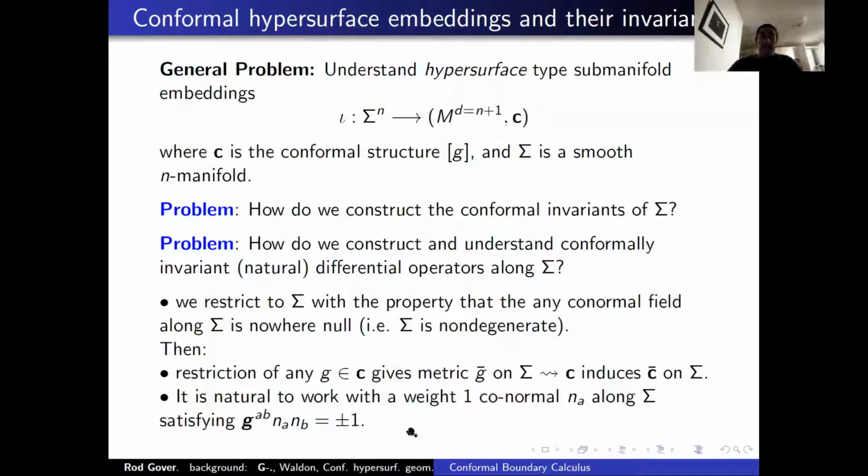Okay, then in this setting, in Riemannian geometry, you'd normally work with a unit conormal, or perhaps a conormal of length -1 if it was time-like. So correspondingly here, we work with a weighted conormal. So the conormal will have weight 1. And then with the conformal metric, it'll have length ±1. So you can see why you need the weight, because the inverse conformal metric is weight -2. So that's what we'll mean when we have a conormal.